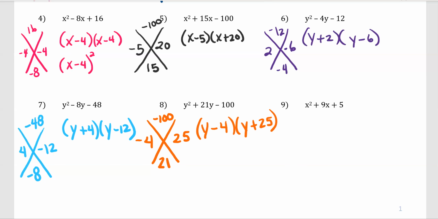Don't know what happened there, but let's try it again. We need the factors of 5 that add to 9. The only factors of 5 are 1 times 5. So because this one will not factor, it is prime.